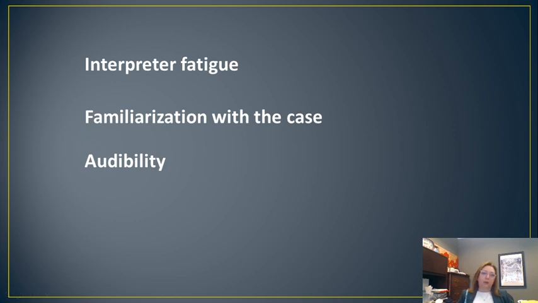Auditability, again, if you can't hear clearly, you need to be heard very clearly. So you need to speak out loud. The witness has to speak out loud, even when they're speaking in their own language. Everything is recorded generally, and you want to have that.